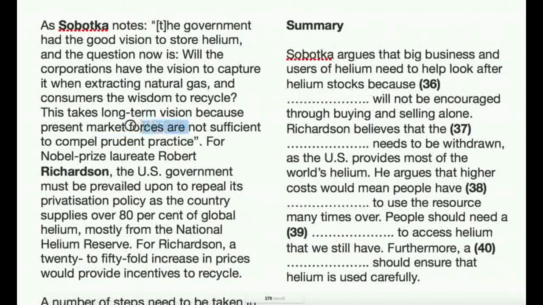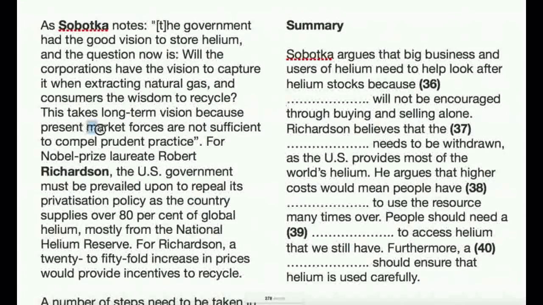Here it says not sufficient to compel. Here you can see it says will not be encouraged. So once you know the meaning of these words here, you can see that this is saying more or less the same thing. So those have been paraphrased. So that's why good vocabulary and understanding paraphrasing is always very important. So something will not be encouraged through buying and selling alone. And here it says market forces are not sufficient to compel prudent practice.